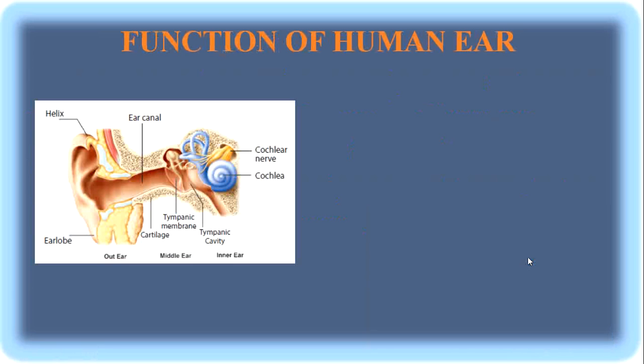Function of human ear. The outer ear is called the pinna. What is called the outer ear? It is called the pinna. It collects the sound from the surroundings. The collected sound passes through the auditory canal.